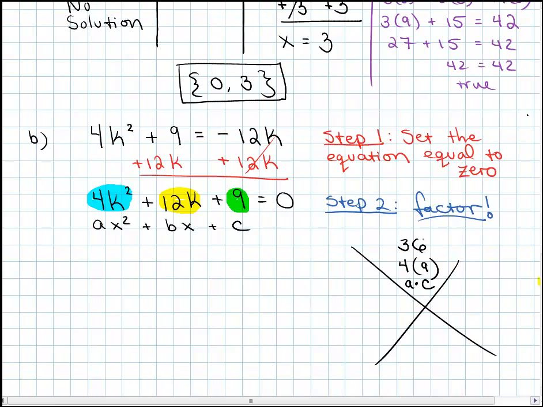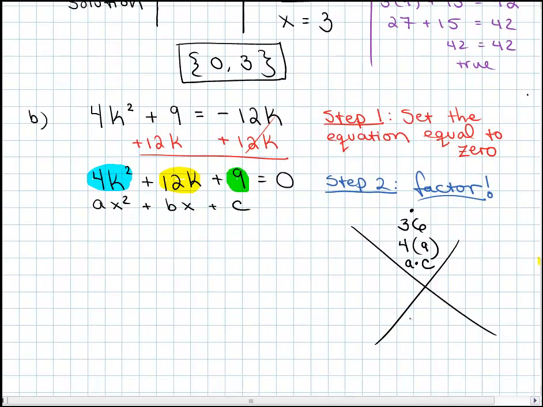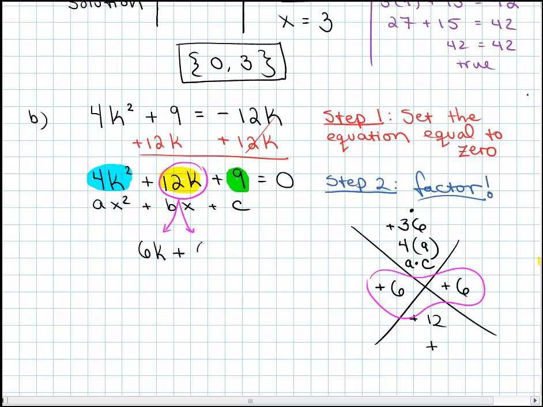So this is going to give me 36. I need two numbers that give me positive 36 if I multiply, and positive 12 if I add. What are those two numbers? 6 and 6. So these are going to be my magical numbers. I'm going to use these numbers to rewrite the middle term. So the middle term is going to be rewritten, instead of 12k, 6k plus 6k.